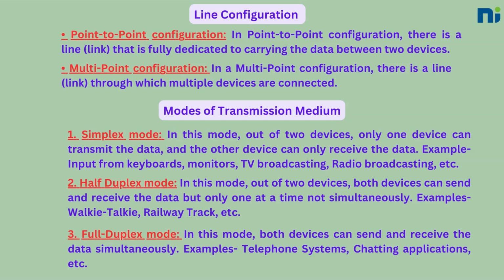2. Half-duplex mode. In this mode, out of two devices, both devices can send and receive the data but only one at a time, not simultaneously. Examples: walkie-talkie, railway track, etc. 3. Full duplex mode. In this mode, both devices can send and receive the data simultaneously. Examples: telephone systems, chatting applications, etc.